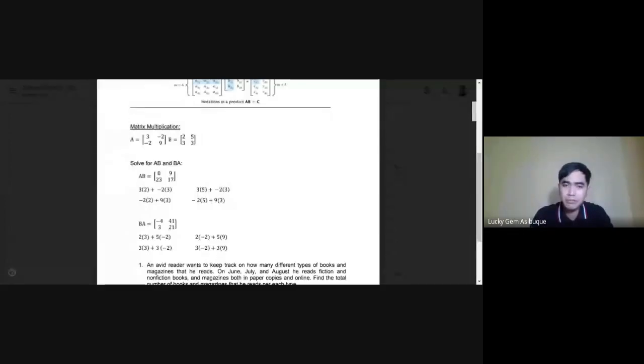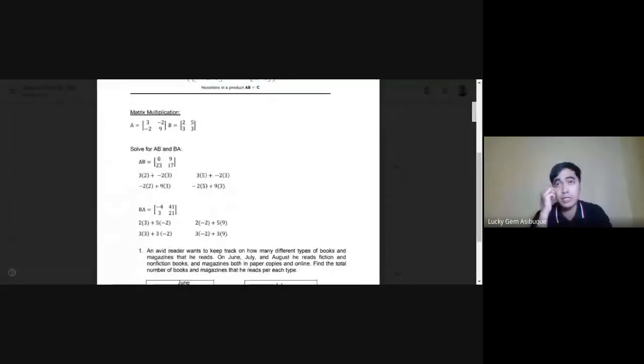So, pag nauna naman yung B, syempre, ang i-consider natin, yung row naman ni B. Tapos, pangalawa naman si A, ang i-consider natin kay A, ay yung column naman niya. Kaya ito, bakit siya naging negative 4? Kasi nga, ang first row ni B ay 2 and 5. Okay? So, multiply lang natin by element.